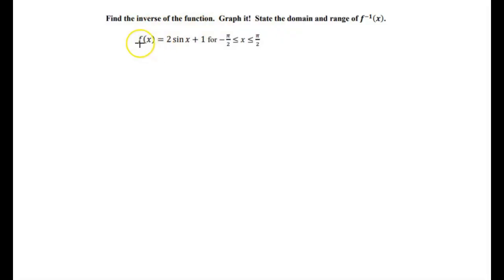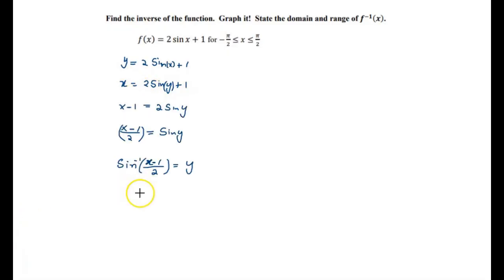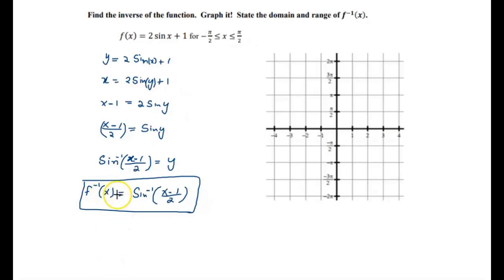First of all, we write the given function as y equals 2 sin x plus 1. Since we need to find the inverse of this function, we switch x and y. And then we isolate y step by step. First we subtract 1 from both sides and then divide both sides by 2. And at last we get y equals sine inverse of (x minus 1) over 2. And let's write this as the inverse function, f inverse x equals this. This is the inverse function for the given function f(x).